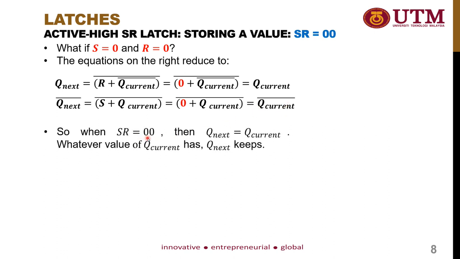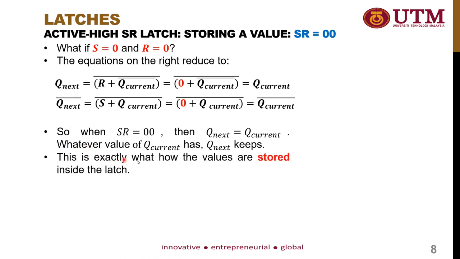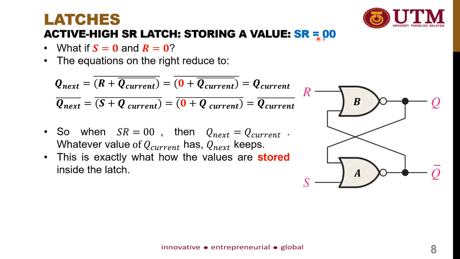So when we set SR equals 0, 0, then Q next equals Q current. Whatever value Q current has, Q next will keep it. This is exactly how the values are stored inside the latch. This is how the latch stores information inside the digital circuit when we set S equals 0 and R equals 0. Now I will show you what is happening inside the SR latch when we set S equals 0 and R equals 0.